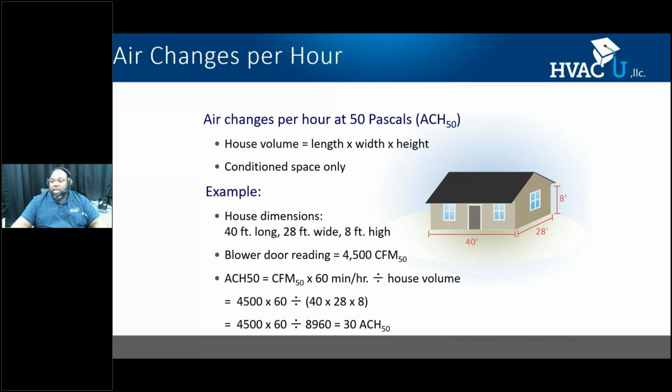All right, for this example house, we have 40 feet long, 28 feet wide, and 8 feet high, 8-foot ceilings. Our blower door result was 4,500 CFM50. If we take 4,500 times 60 and divide that by the house volume, which is 8,960, this house has 30 air changes per hour at 50 pascals. So relatively leaky. Without doing a blower door test for your load calc, you are guessing.